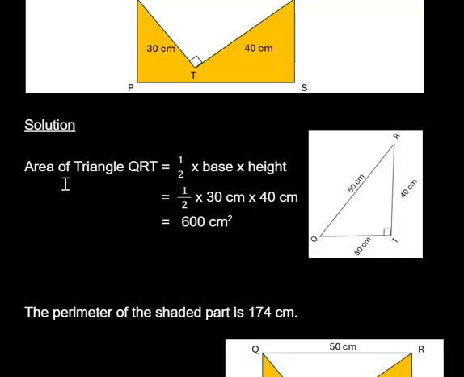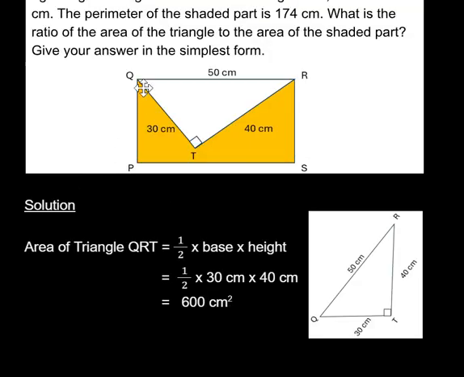Solution. Remember that your child must be able to identify where the base and the height are. As I said in all my videos with regards to triangles, if they cannot identify, they can always rotate the question paper. In this case, I rotate it so that they can see easily. The area of triangle QRT is half times base times height, so it's half times 30 times 40, which is equal to 600 centimeter square.